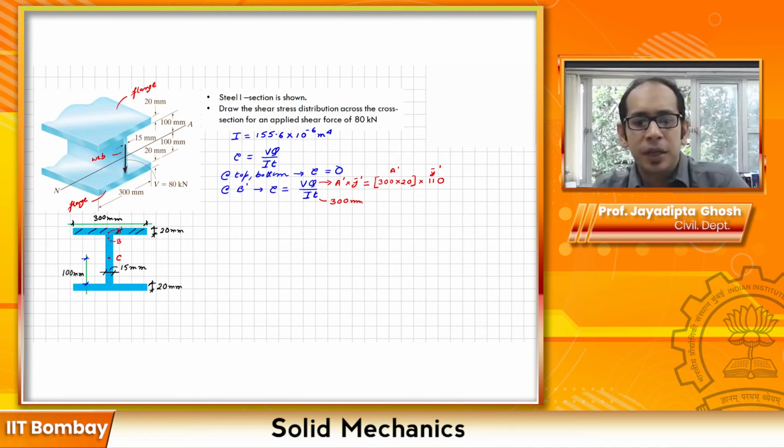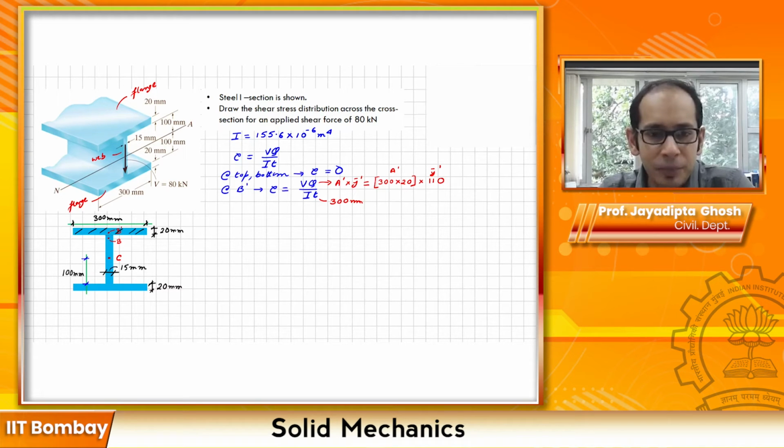So this is the expression for Q that we get. 300 times 200 is this area, and this y bar prime is the distance from the neutral axis to here. You see this is 100 mm plus half of this one, because the centroid of this top rectangle will be half of that 20, so it is 110 over here.